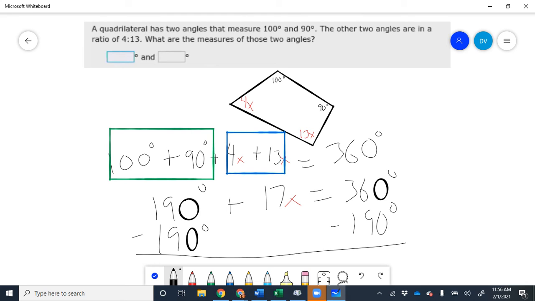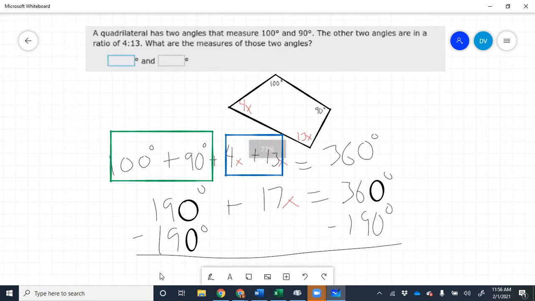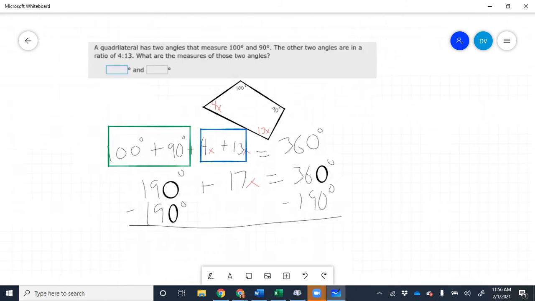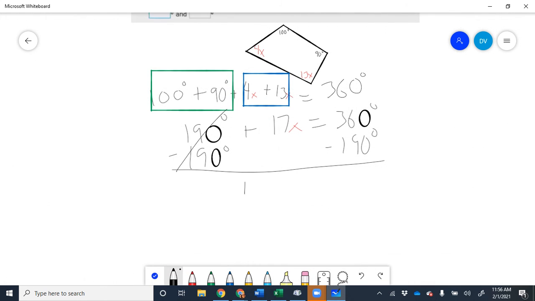Okay. And that's going to make our problem way easier. Let me just zoom out a second here. So what is 360 minus 190? Okay, so those cancel, you're right, and we have 17x is equal to 170 degrees. And what are we going to divide by? Yep, they multiplied by 17, so we're going to divide by 17.